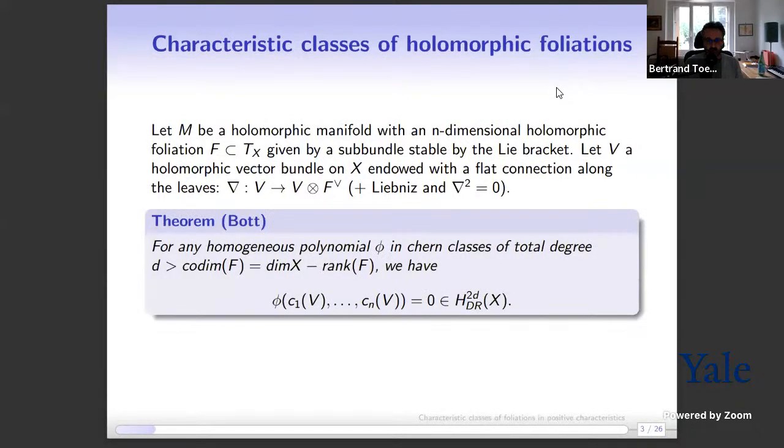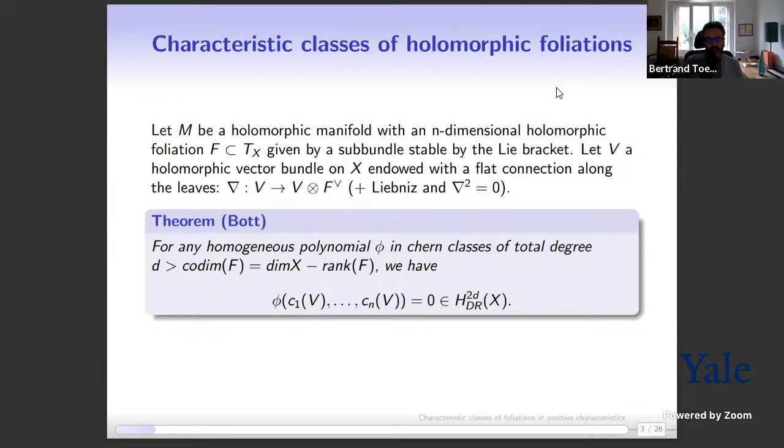Then there is this famous theorem of Bott stating that if you take any polynomial in Chern classes whose total degree is bigger than the codimension of the foliation, then this polynomial evaluated at the Chern classes of V gives 0 in the de Rham cohomology of X. So this is a generalization of the fact that Chern classes of flat bundles are torsion or are 0 in the de Rham cohomology. It's a generalization in the sense that if you only have a partial connection, then you get 0 after the codimension.